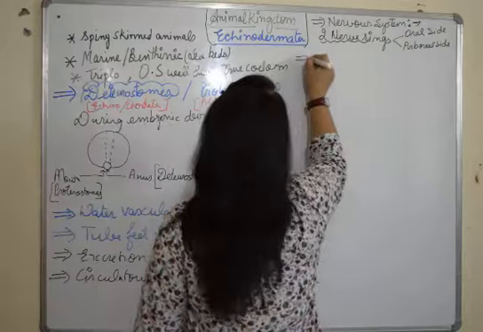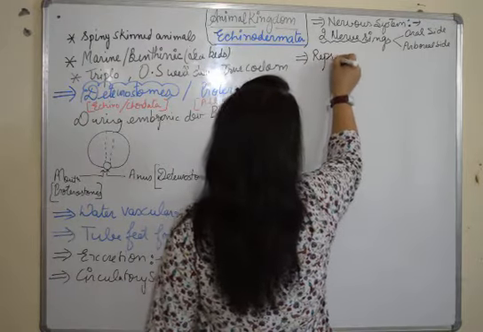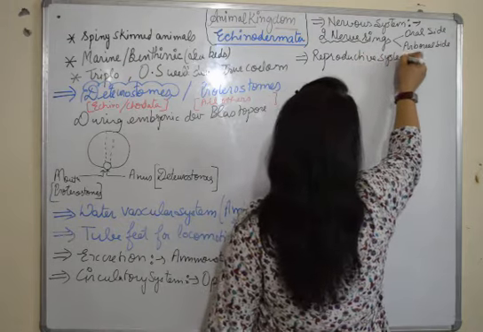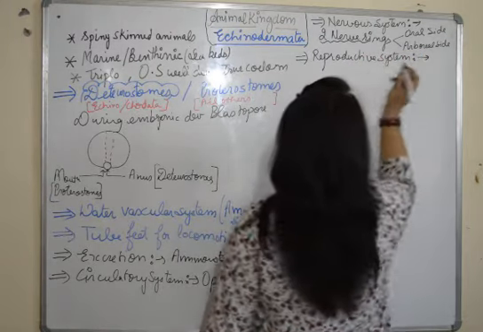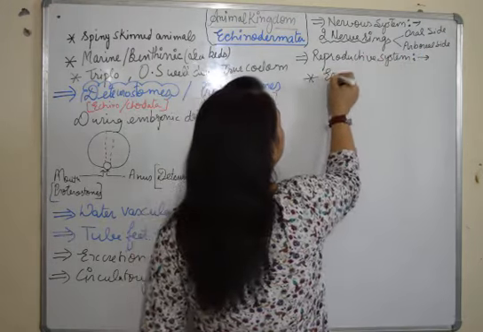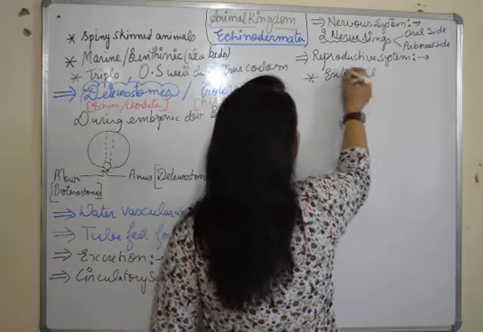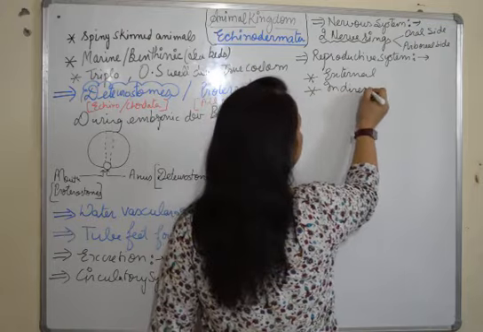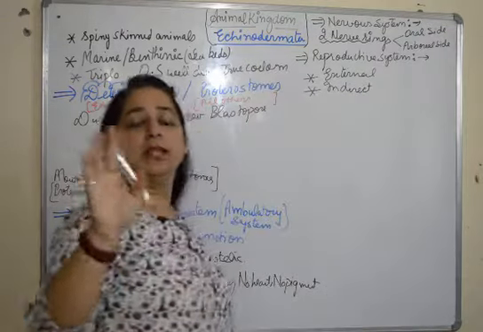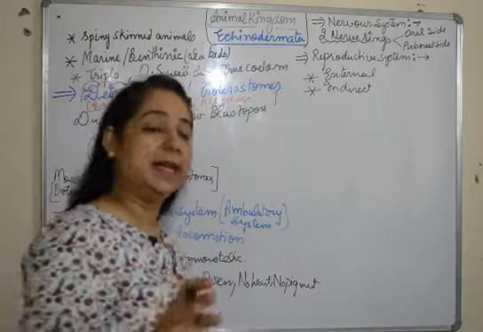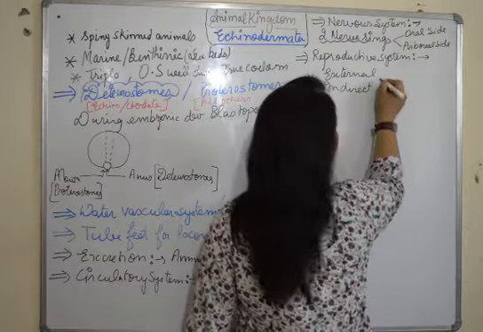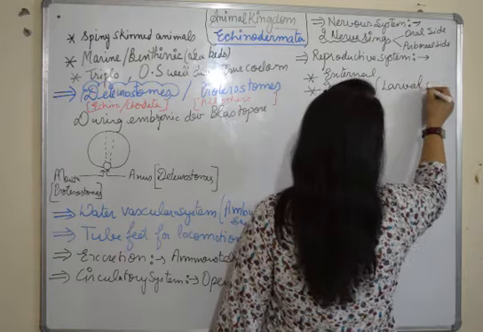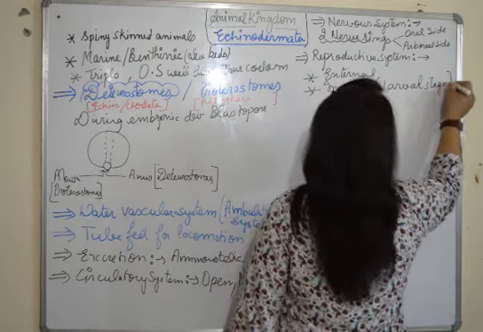Then the next system is the reproductive system. Now, in the reproductive system, fertilization is external and development is indirect. In all the phyla, we are discussing external and internal fertilization and indirect and direct development. Indirect development is that there are larval stages, or there is a larva which is formed.